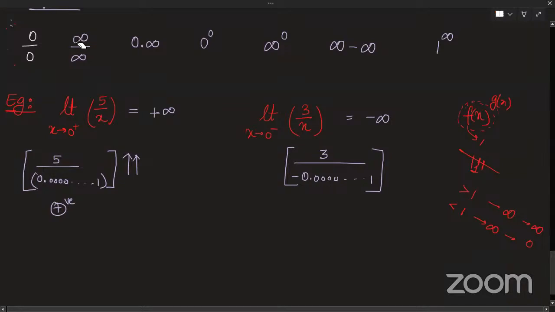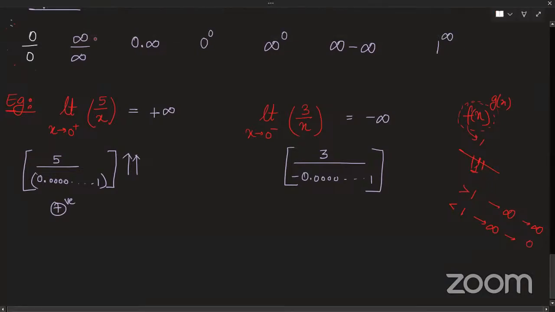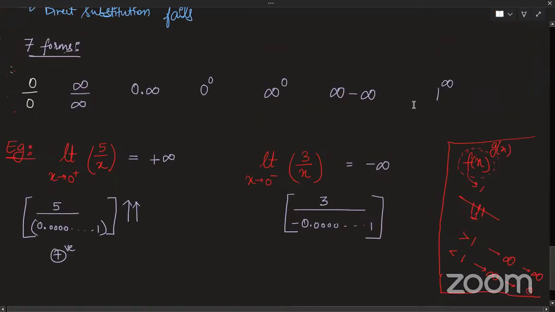Fine? Do you get it? Because you are not sure if your f of x is lesser than 1 or greater than 1. So since you are not sure about that, you don't know if your value will turn out to be infinite or will it turn out to be 0. It can grow to any of these. So these are my 7 cases, 7 limit indeterminate forms. We will be continuing our discussion with 0 by 0 for the time being, but just keep in mind that all of these are the 7 indeterminate forms.